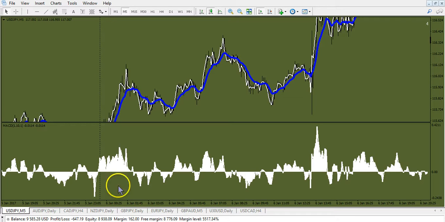Look at this divergence. 10 EMA. This is very sensitive. That's why I like it.